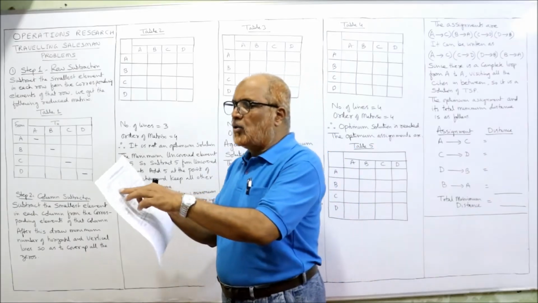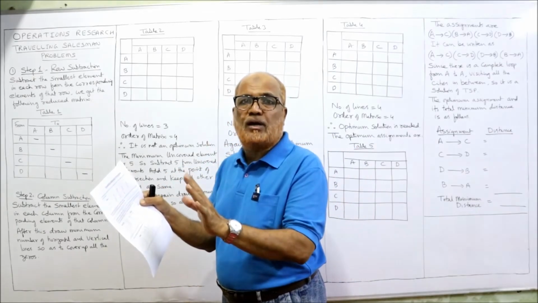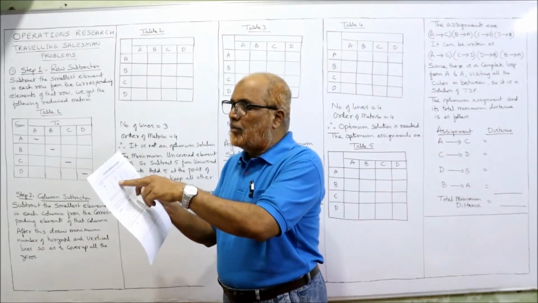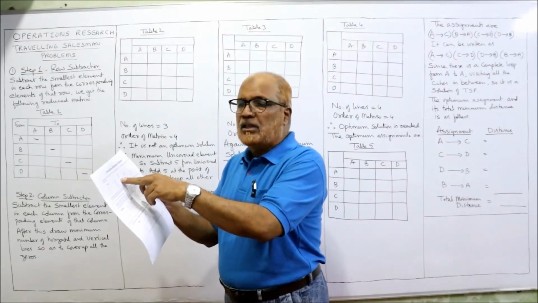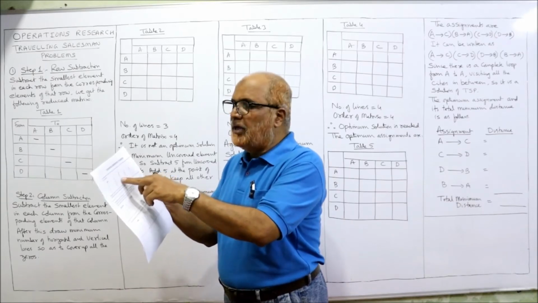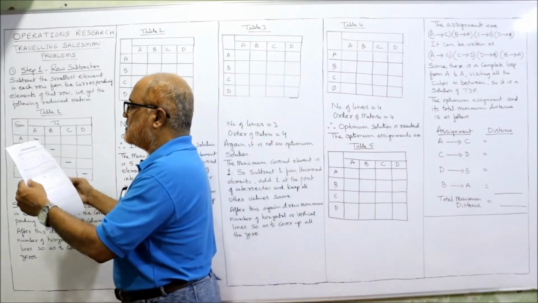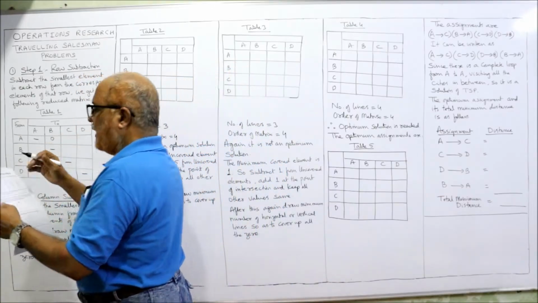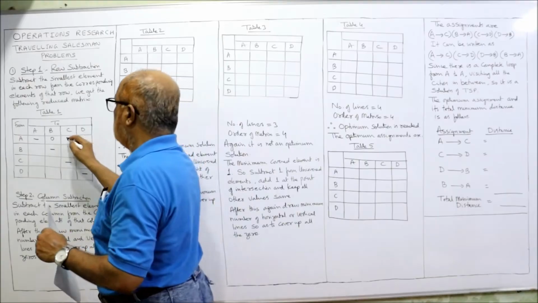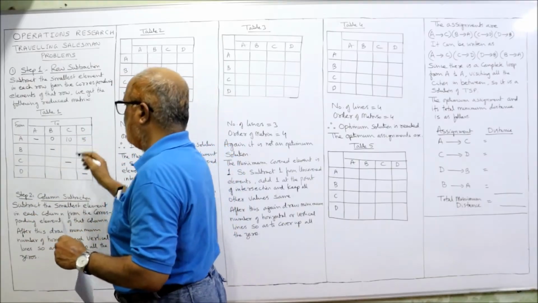So first, ignore 0. 0 means it should not be calculated. It should be ignored completely. The first row minimum is 15. The values are 15, 25, 20. Right? Minimum is 15. So 15 minus 15, it is 0. 25 minus 15, it is 10. 20 minus 15, it is 5.